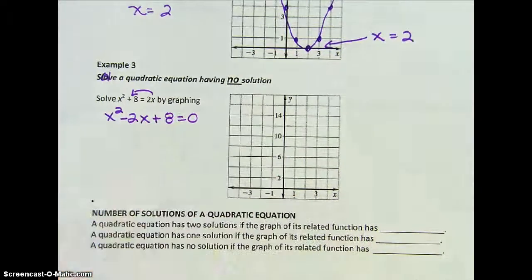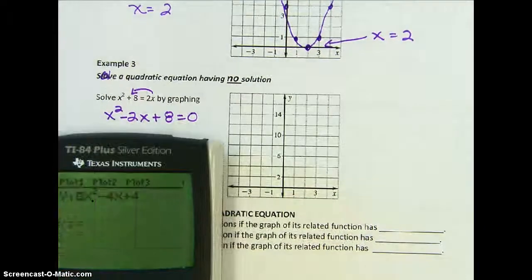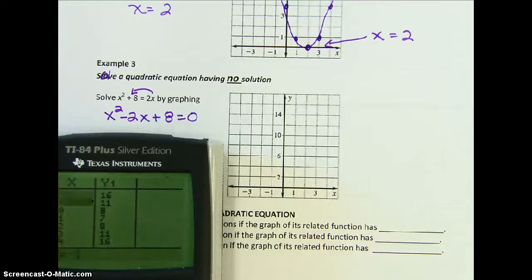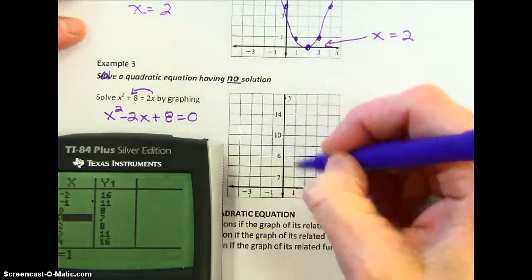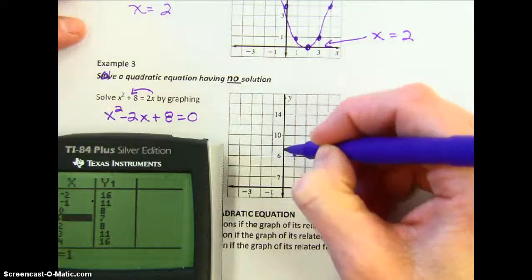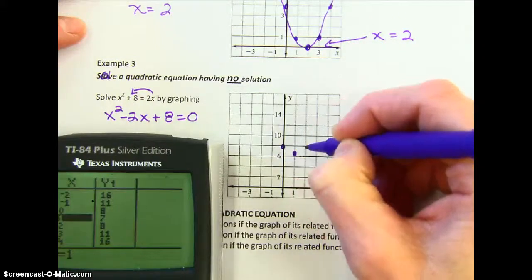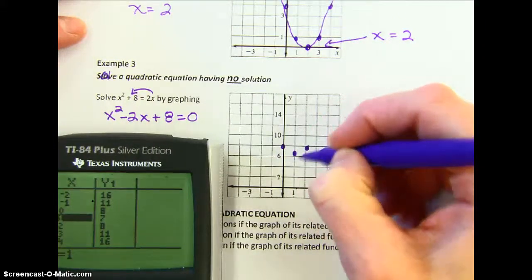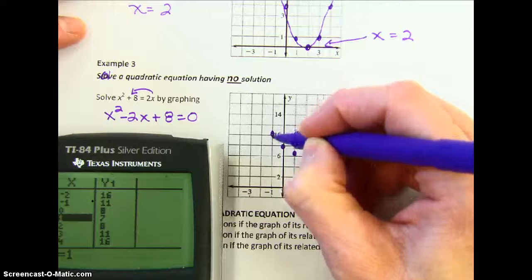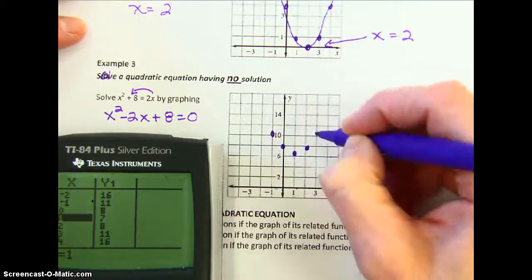So this one here, I'm going to do on the calculator again. So I have x squared minus 2x plus 8. I'm going to look at my table, and I see my symmetry right there at 1, 7. So I've got 1, 7, 0, 8, 2, 8, negative 1, 11, and 3, 11.